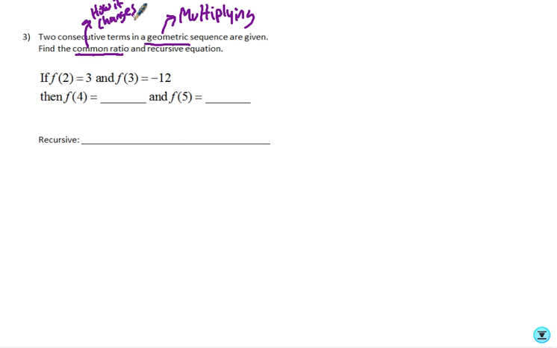And then recursive is just, again, our mathlish for the same thing, which is just how the sequence is changing. So they tell you that f of 2 is equal to 3. When they say f of 2, what they mean is the second term. When they say f of 3, they just mean the third term, or the third number in the sequence. And so they give us the second and third numbers in the pattern. They just want to know what's the fourth number in the pattern, and then what's the fifth number in the pattern. Well, mentally you might be able to just work that out as you see it.